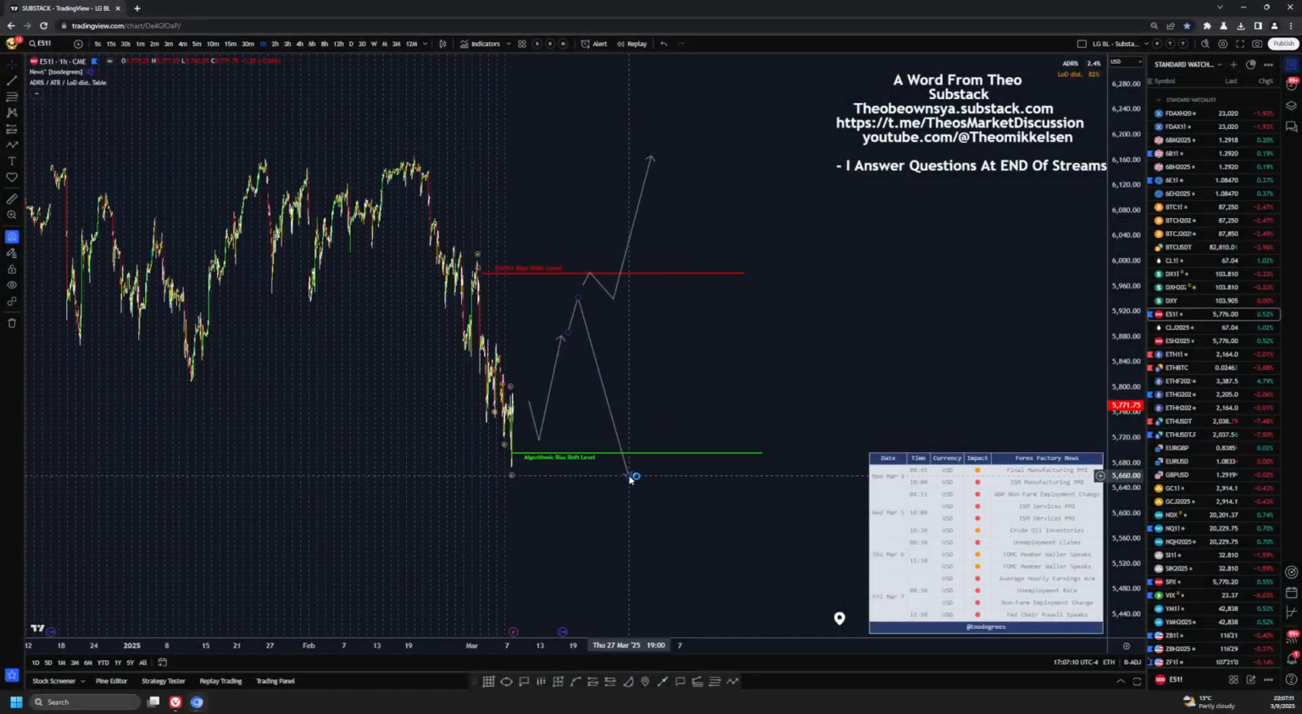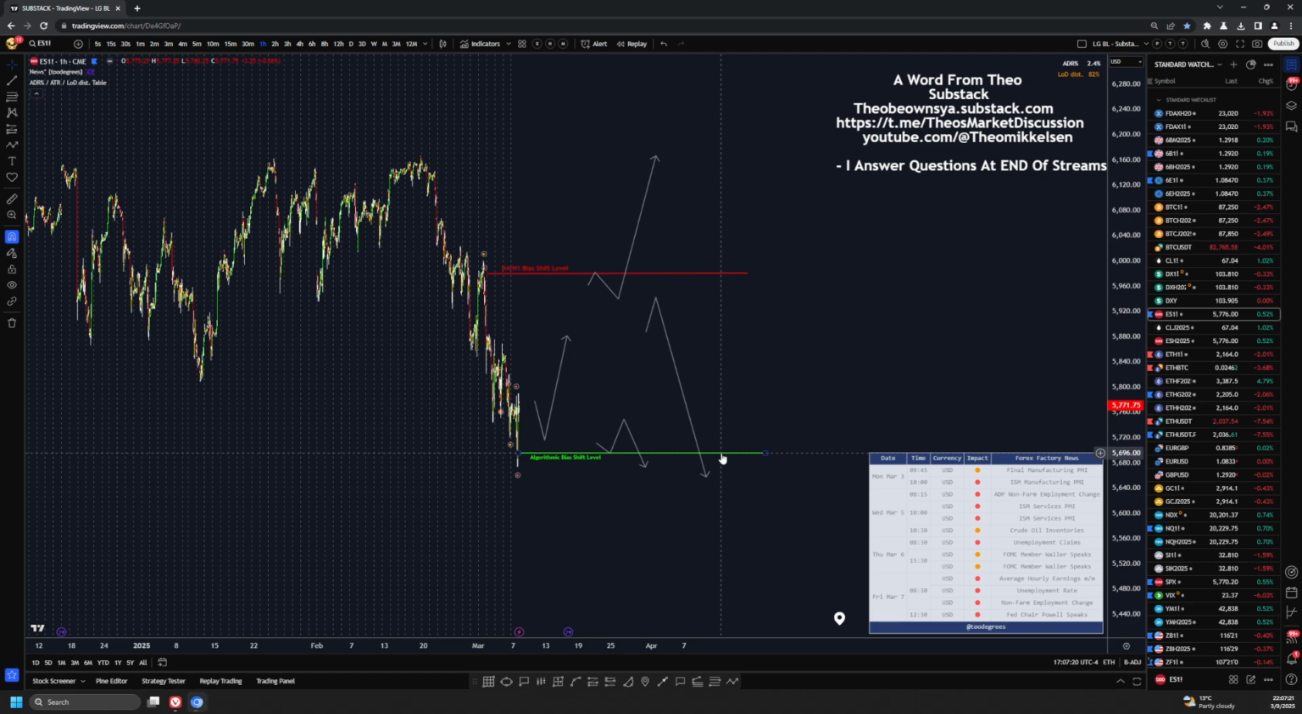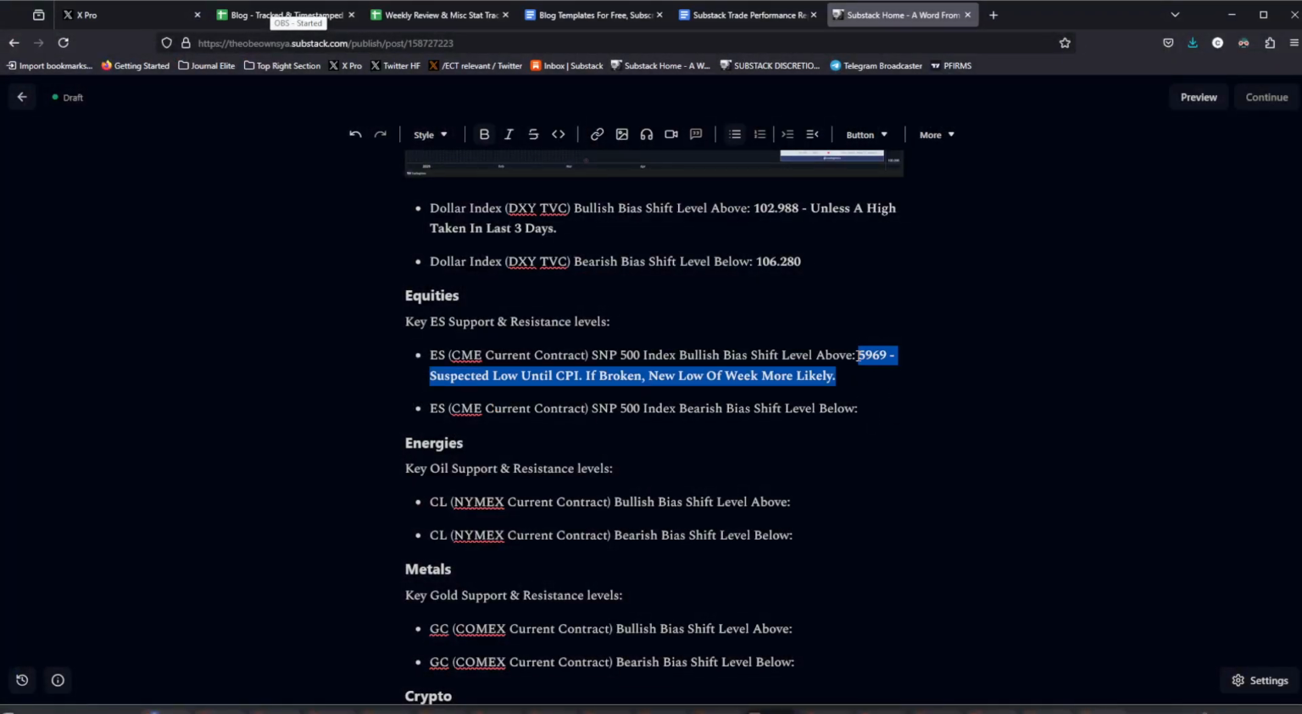Which also means that obviously this is a more deprioritized look, but we could see something like this as well, which would give us the new low of week. If we do get a new low of week, I will need a new fresh analysis, so I will probably produce one at the time. And immediate resistance would be the 5980 level.